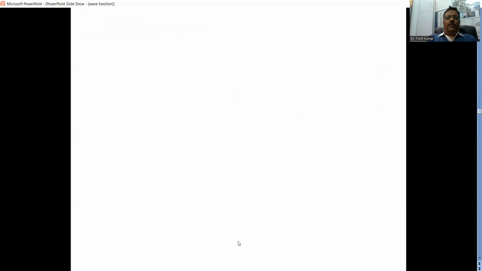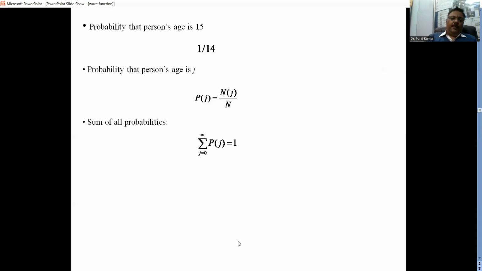Now let's go to the concept of probability. As we have seen, there is only one person in the group whose age is 15 years. So out of 14 persons, one person has an age of 15 years. That means the probability that a person has an age of 15 years is 1 upon 14.